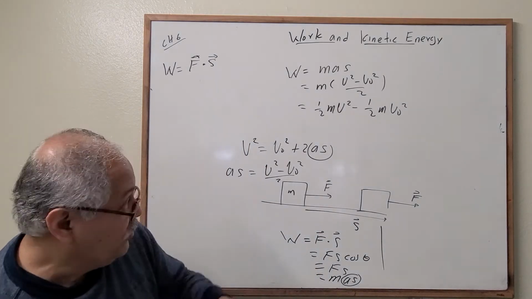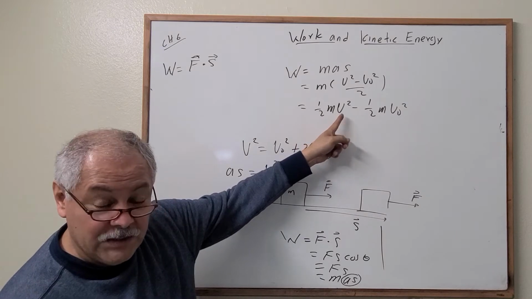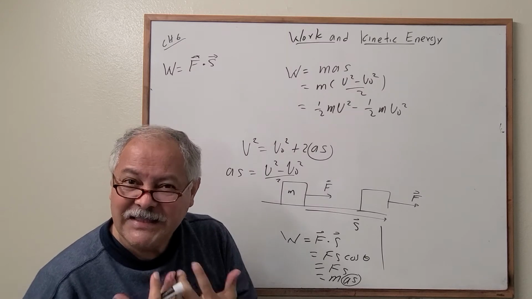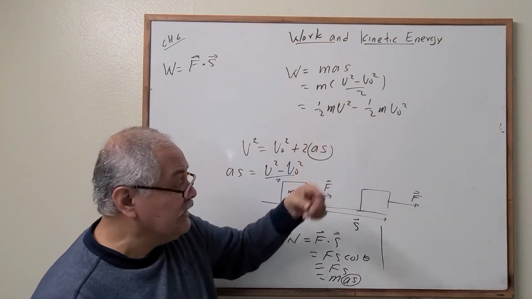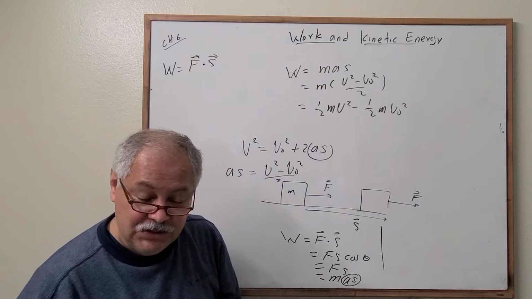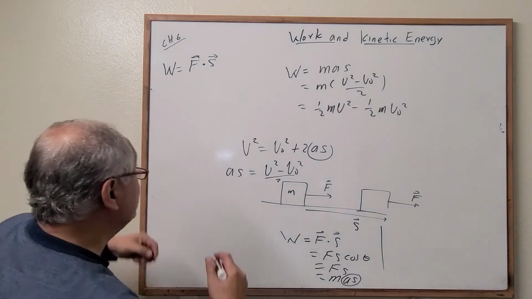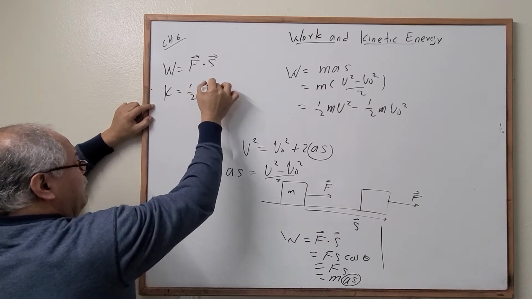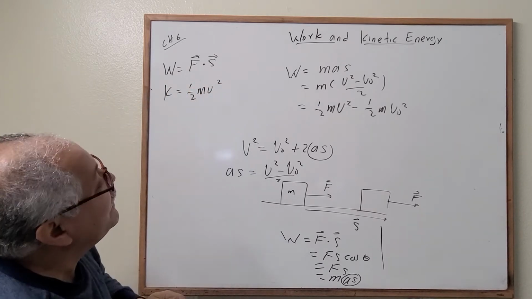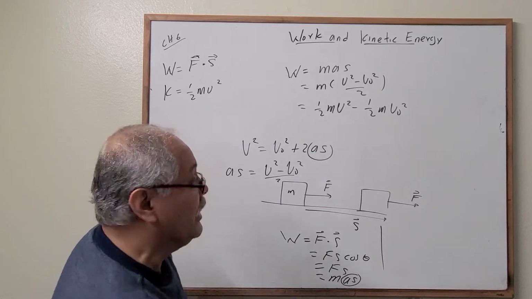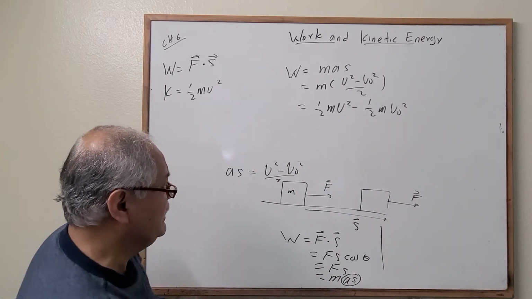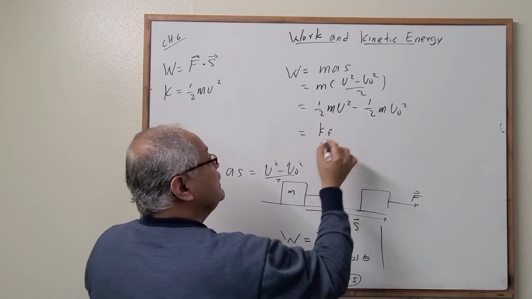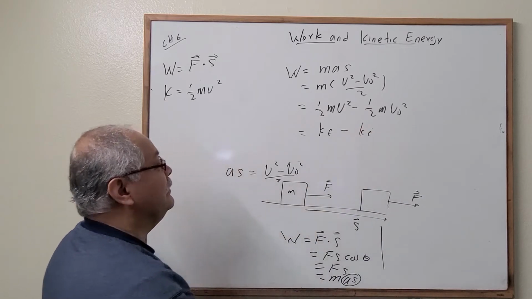The same thing as before, we have a quantity multiplied by another quantity. We create a new quantity and we have to define it. We have to name it. Okay, and we define this as the kinetic energy. So kinetic energy is a definition, okay? Kinetic energy is equal to 1/2 m v squared. When we apply that definition right here, what do we have? We have that this is equal to kinetic energy at the end minus kinetic energy at the beginning.